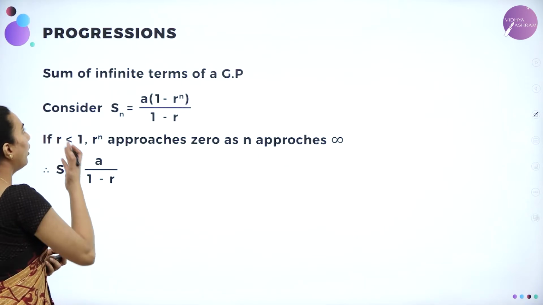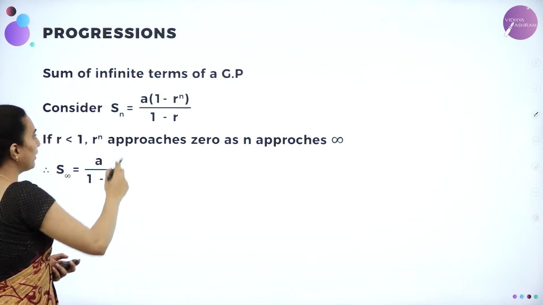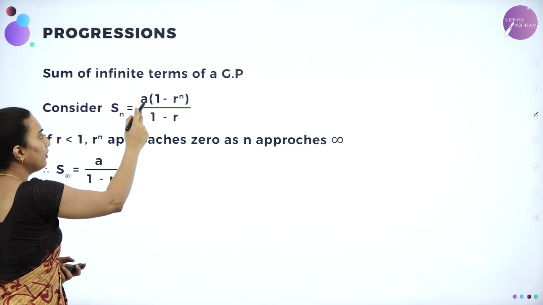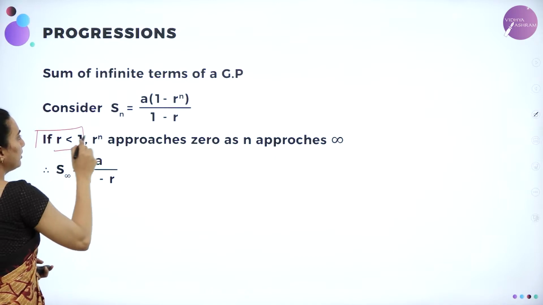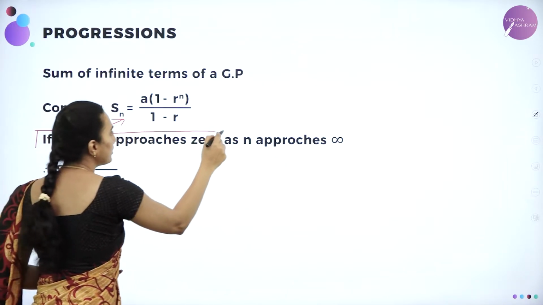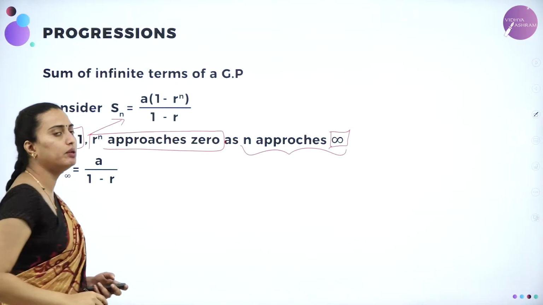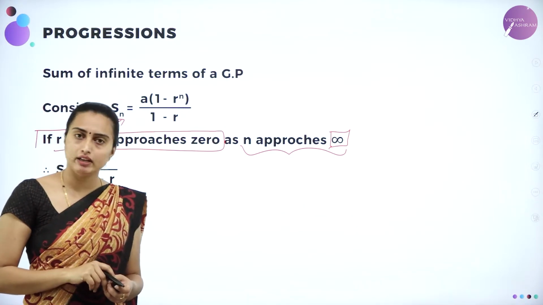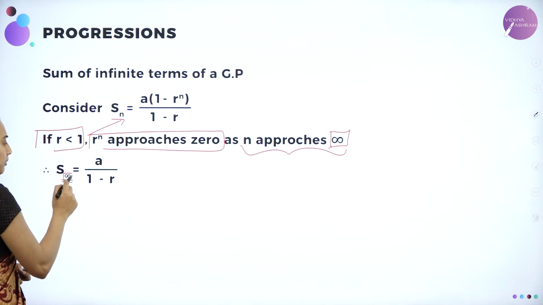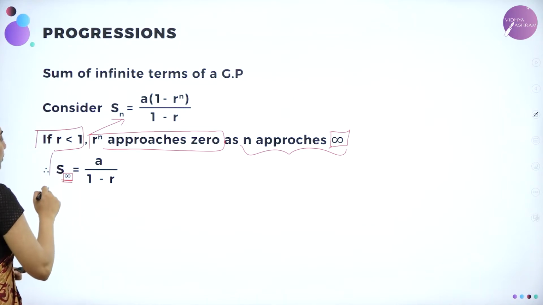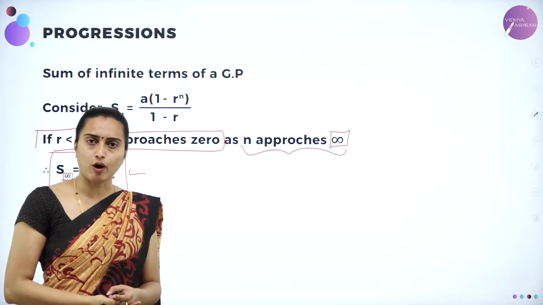Here I have mentioned the formula of the sum to infinite terms of a GP. That means when n is becoming infinite. So here I have taken the formula for when r is lesser than 1. Sn is equal to A into 1 minus r to the power of n divided by 1 minus r. If r is lesser than 1, r to the power of n approaches 0 as n approaches infinity. So you are going to have the formula for infinite terms. The infinity symbol is denoted like this: S infinity is equal to A divided by 1 minus r. So these are all the formulas you need to remember to solve the problems on GP.